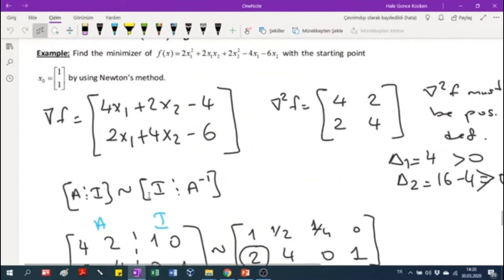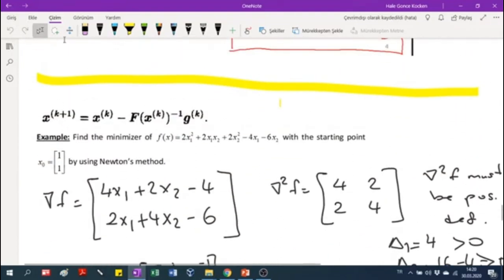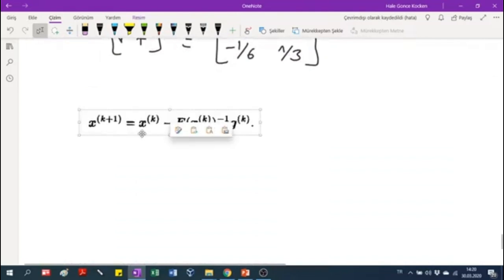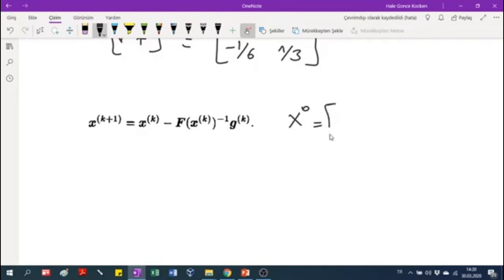Okay, so let me remind you the formula for Newton. This is the formula for the Newton method. Okay, so we will apply that. We have the x0 point. Let me write it. We have x0 point as 1, 1.